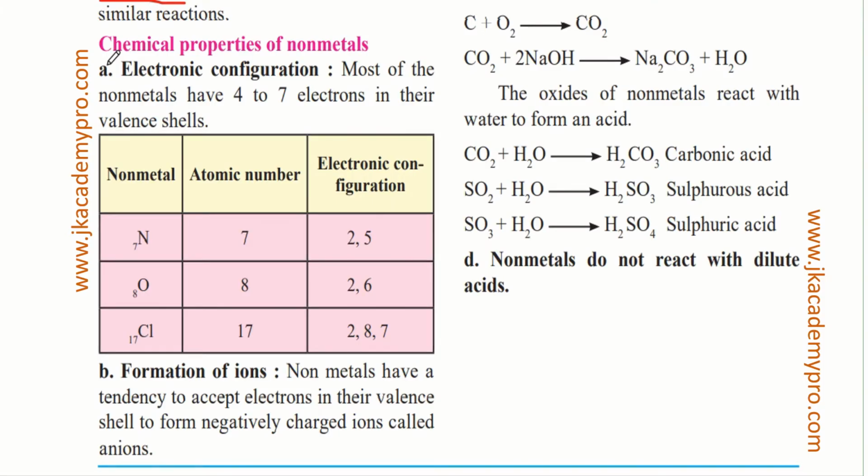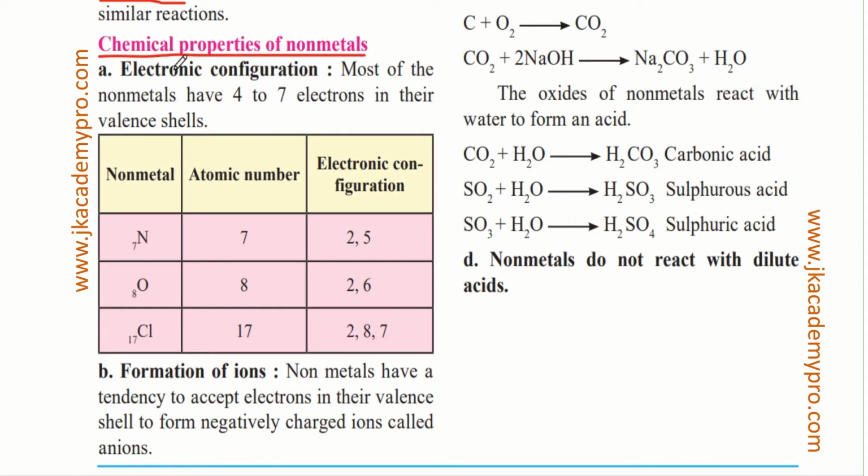In the previous video, we learned about the chemical properties of metals. So now let us learn about the chemical properties of non-metals. The first one, let's see the electronic configuration.